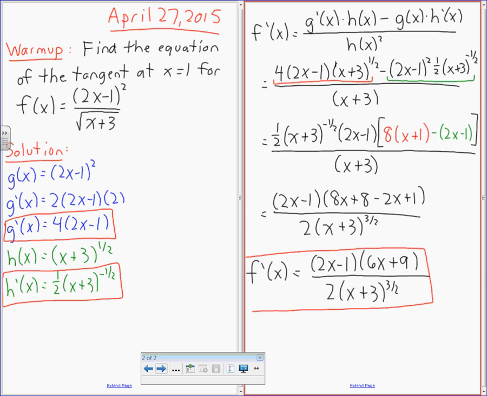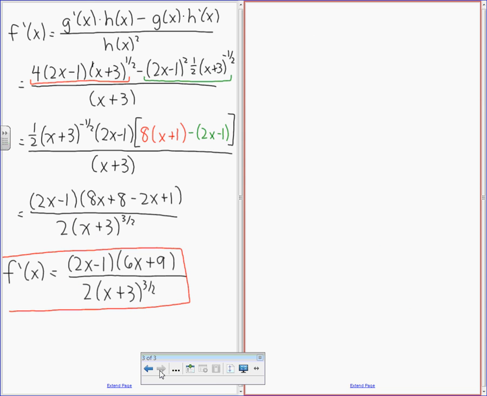Alright, so it says I want the equation of the tangent at x equals 1. Before I do that, maybe I should find out what f of 1 is actually going to equal. So the slope is going to be f prime of 1. So what that should turn into, and if I'm doing this wrong, Michael, by the way, please interrupt me right now and fix it up.